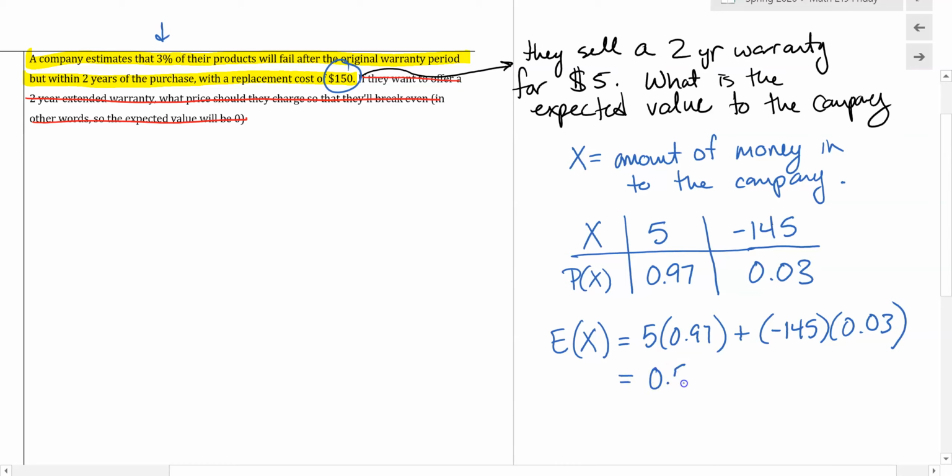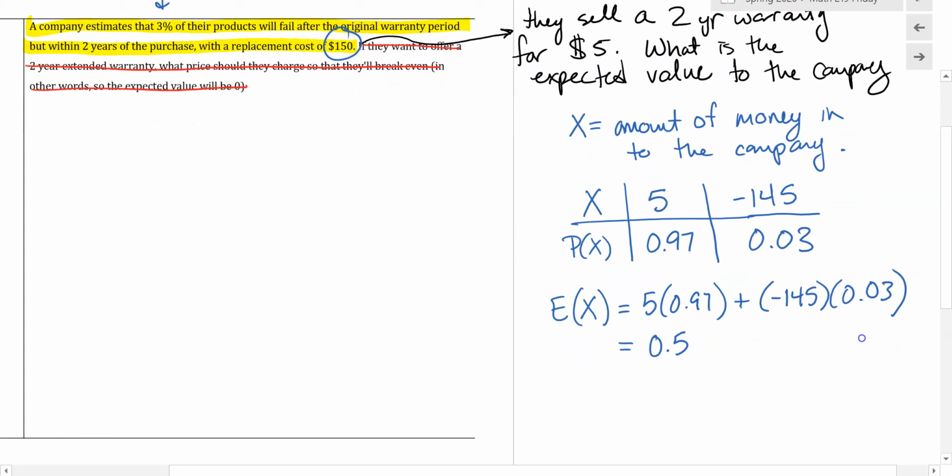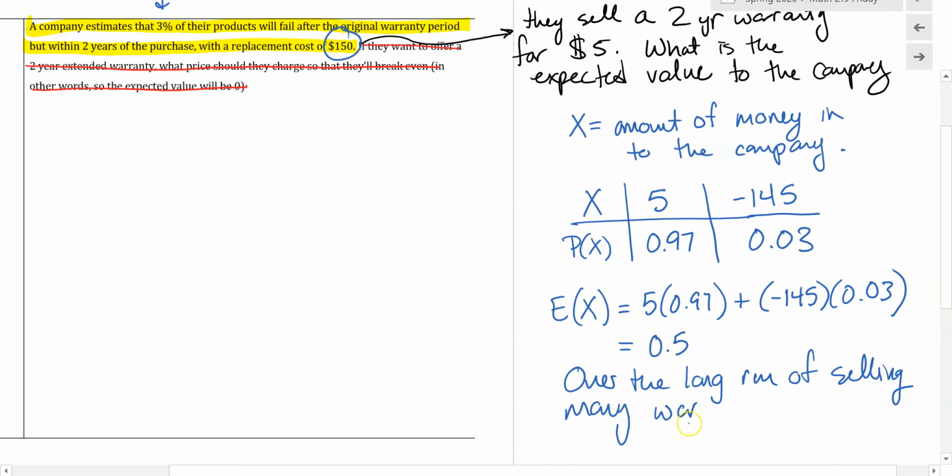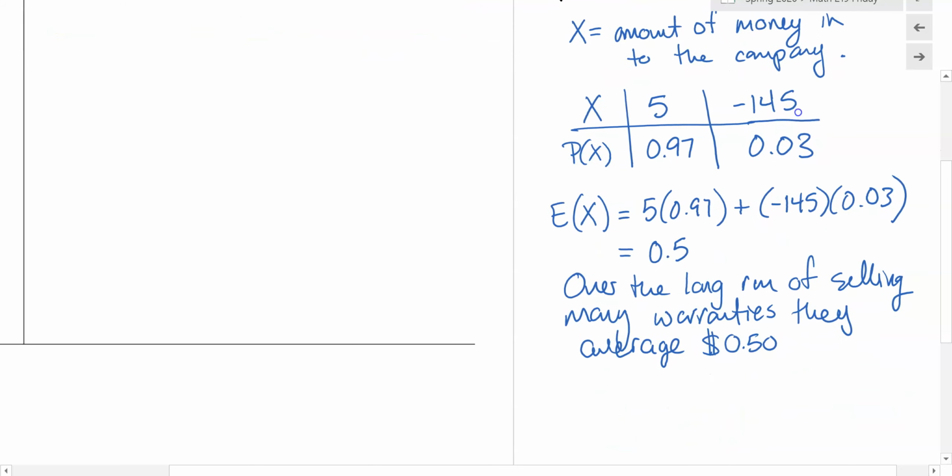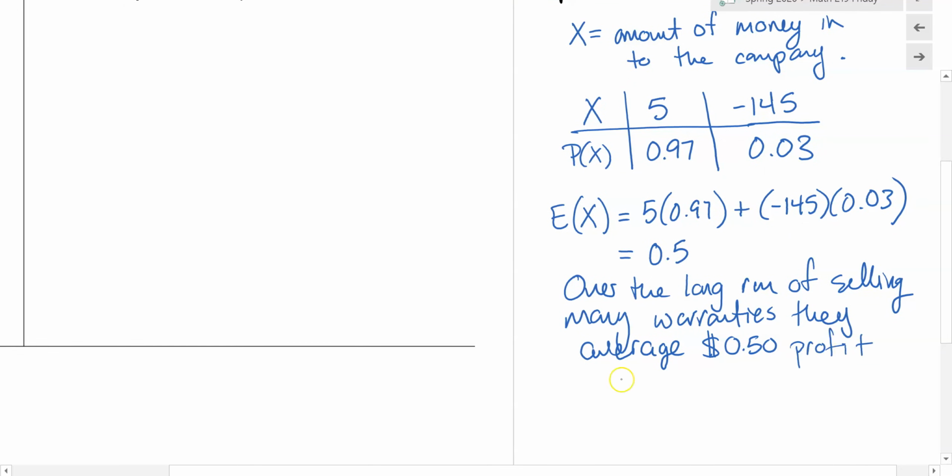This comes out to 0.5. That's my expected value. So with all their warranty selling business, for every warranty they sell, they can expect to come up a positive $0.5, 50 cents. So over the long run of selling many warranties, they average 50 cents profit per warranty. Okay.